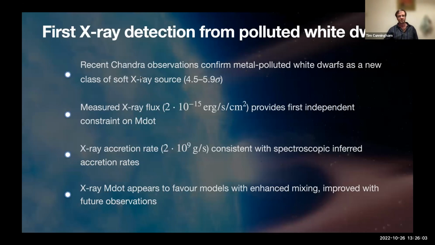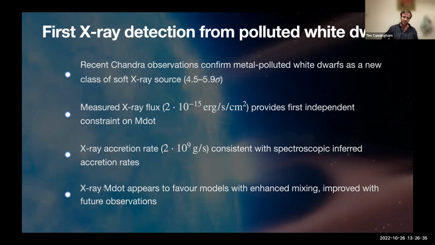So in conclusion, our recent observation confirms metal-polluted white dwarfs as a new class of soft X-ray source. The measured X-ray flux provides the first independent constraints on the accretion rates of these objects. Our accretion rate is consistent with the spectroscopically inferred accretion rates. And our X-ray accretion rate appears to favor models with enhanced mixing, such as convective overshoots or thermohaline mixing.